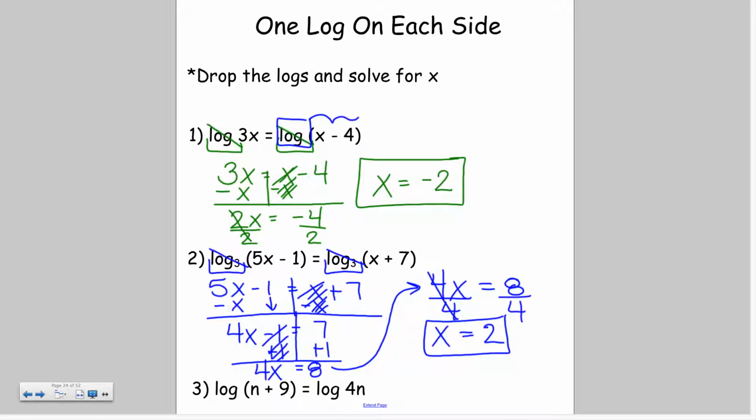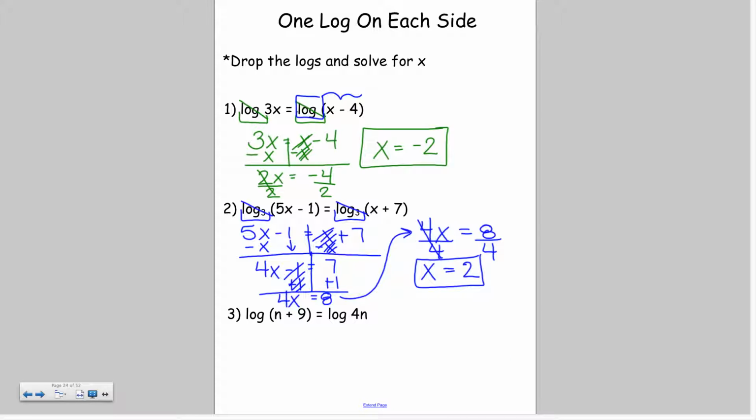All right. Now, there's those two. So we've just solved both of those. Okay? Now I'm going to extend my page just so that way I have room to finish this last one. All right. So I'm looking. Have a log here, log here. All right. Same log base of 10, so I can cancel them out.